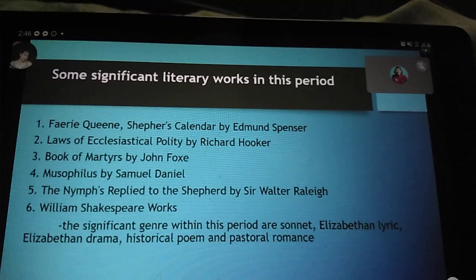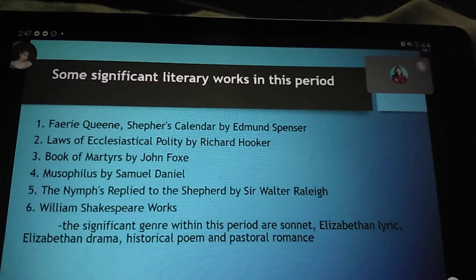Number one is The Faerie Queene, The Shepherd's Calendar by Edmund Spenser. Number two, Laws of Ecclesiastical Polity by Richard Hooker. Number three, Book of Martyrs by John Foxe. Then number four, Musophilus by Samuel Daniel. Number five, The Nymph's Reply to the Shepherd by Walter Raleigh. Number six, William Shakespeare's works. So the significant genres within this period are sonnet, Elizabethan lyrics, Elizabethan drama, historical poem, and pastoral romance.